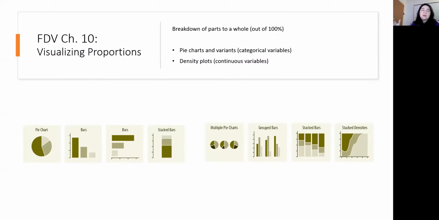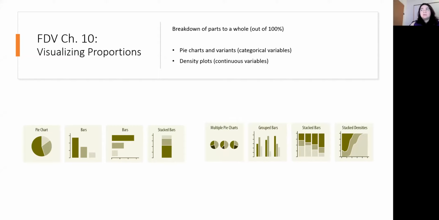So chapter 10 gets us into visualizing proportions. Here we're talking about anything that's a breakdown of parts to a whole. So instead of counts or things like Likert scales, these are always going to be, out of 100% of the data for whatever it is, what is the breakdown?